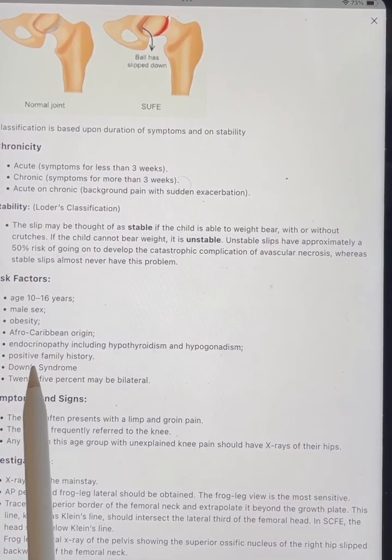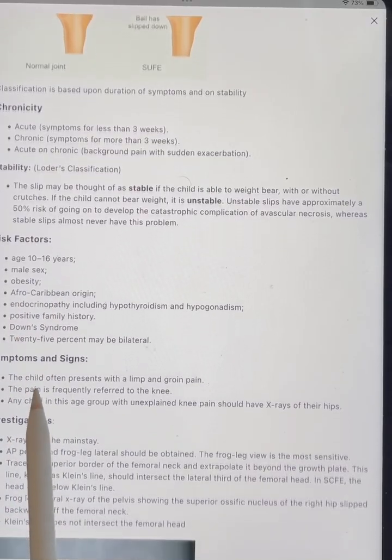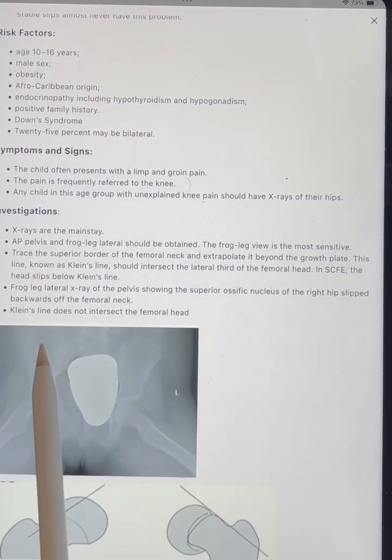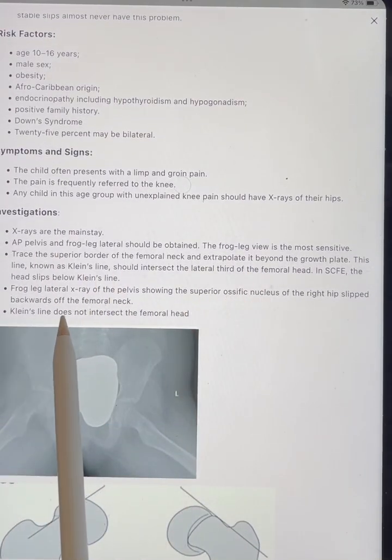Male sex is again a factor. Obesity is a factor. Down syndrome. Children often present with limp and groin pain. Investigation, X-ray should be the mainstay, and a frog view has to be done.